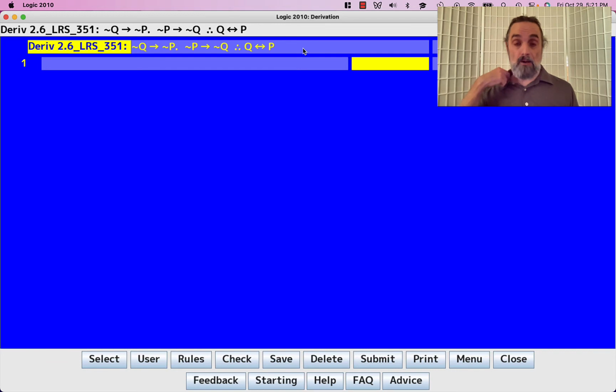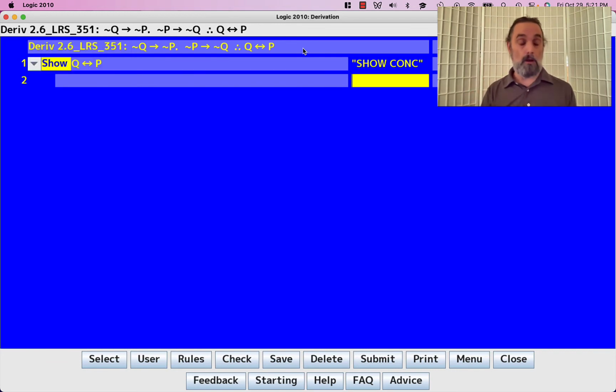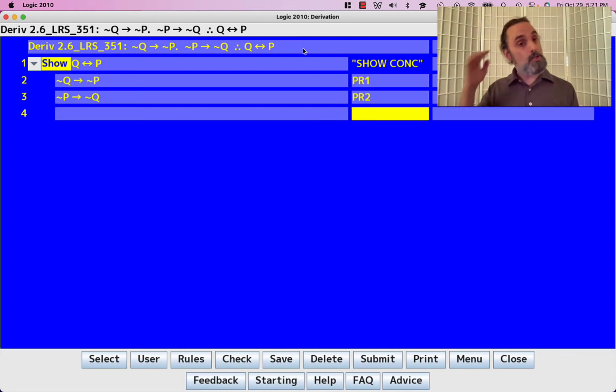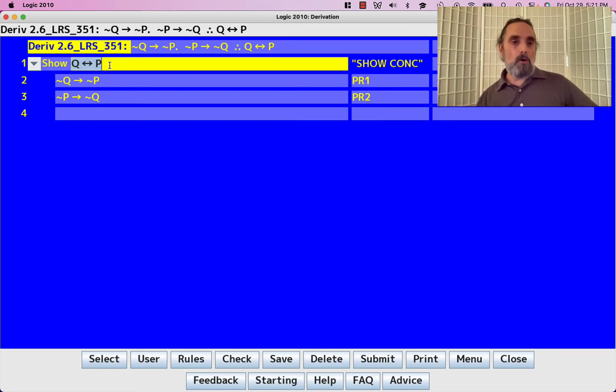So here our conclusion is again a biconditional: Q if and only if P. We're not going to make any assumption. We're just going to try to do a direct derivation, but we're going to need to use subderivations. So we think, well, I have Q if and only if P. What I want to do is build that.